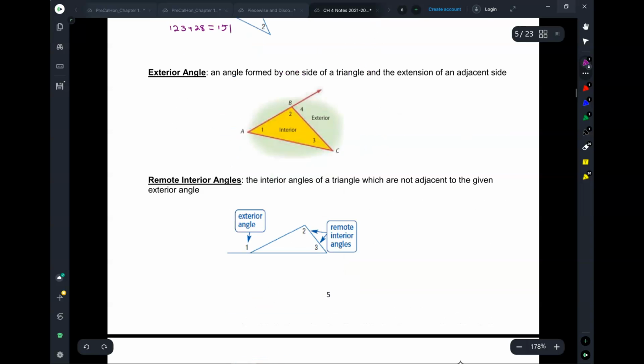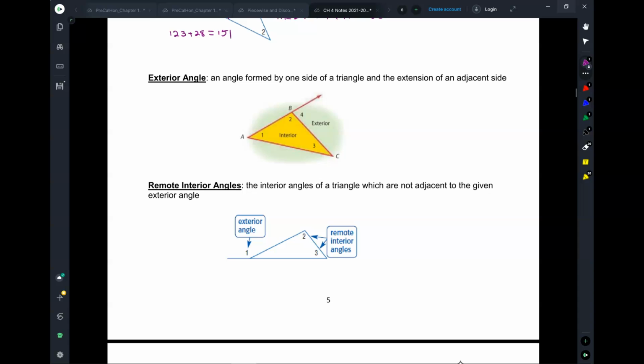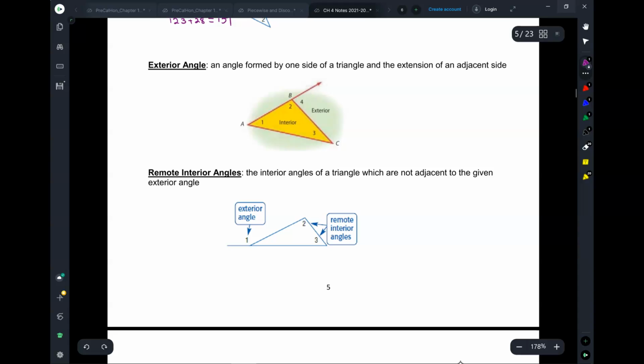Okay, so look at this triangle here, right? You see this yellow triangle. The shaded part inside the triangle is called the interior of the triangle. All right? And obviously, everything else is the exterior. So look, if I were to take any triangle and extend any of the sides, what I make here is called an exterior angle, right?